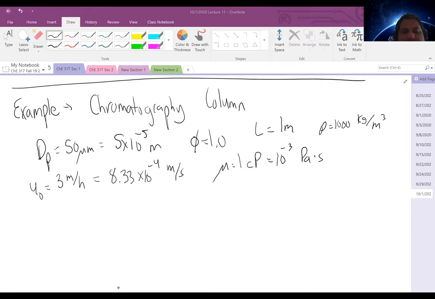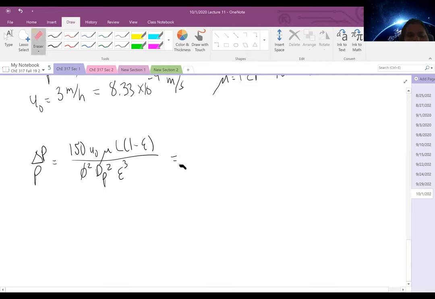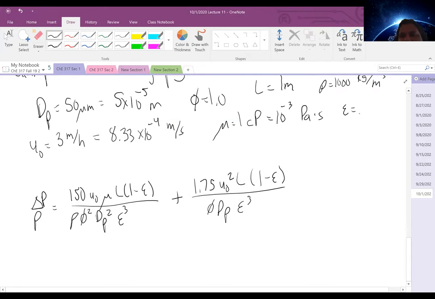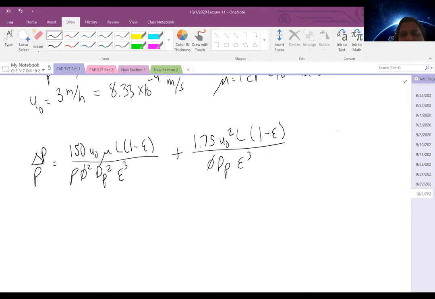So, looking at our Ergun equation, ΔP over ρ, we can say that, once again, equals U₀ μ L (1 − ε) over ρ... squared, diameter of the particle squared, ε cubed, plus 1.75 U₀² L (1 − ε) over, and there's a ρ here, diameter of the particle, ε cubed. And we'll say that ε is 0.5. So we can solve for this value, and that'll give us units of meter squared per second squared, if done correctly.